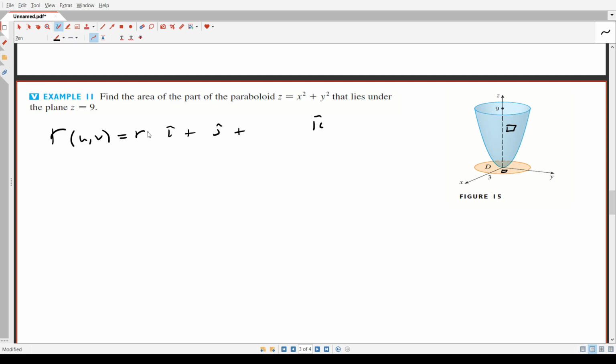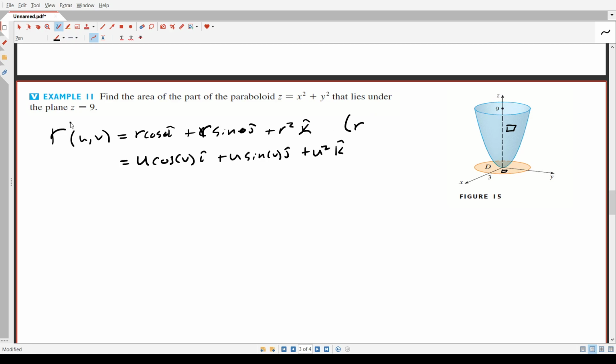So here I have r cosine theta i. For j, I have r sine theta j. And then x squared plus y squared, that's just r squared. So this is plus r squared k. So in terms of u and v, I don't want to have all these r's floating around, right? This r is not the same as this r. So I'm going to write this in terms of u and v. So this is u cosine v i plus u sine v j plus u squared k. Let me put a little arrow over this because that's a vector.